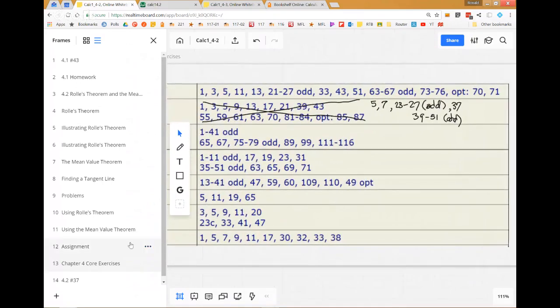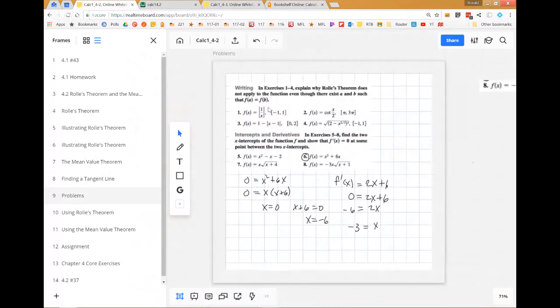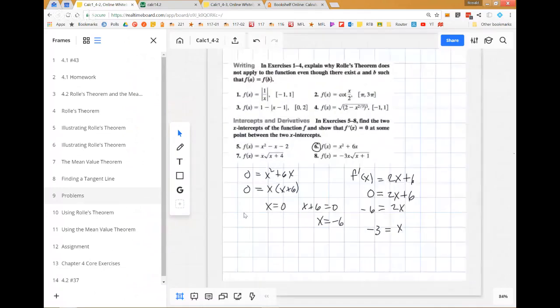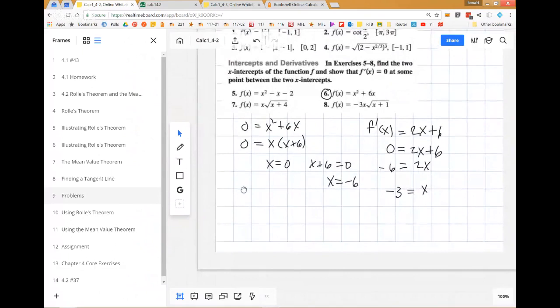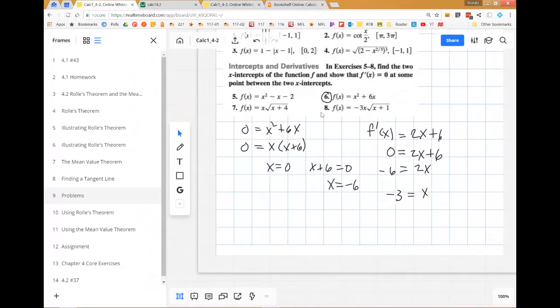So now with that in mind, let's go back to where we were. I'm not going to look at this first section at all. Starting with this, I think I said 5 was the first one, so we're going to take a look at number 6. In 5 through 8, find the two x-intercepts of the function and show that f prime is 0 at some point in between. So which theorem are we using there? Slope of 0. This is Rolle's theorem, the one we started off with. All right, so take number 6.